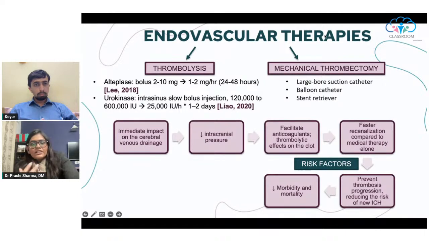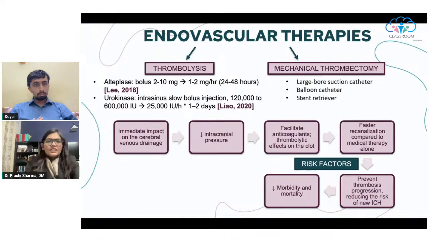The proponents of endovascular therapies say that when you are able to achieve recanalization with an endovascular therapy, it will have an immediate impact on the cerebral venous drainage, which will reduce the ICP, and that will also facilitate the action of anticoagulants. Therefore, this may be better compared with medical therapy alone. Especially in patients who have risk factors for a poor outcome, it may prevent thrombosis progression, reduce the risk of new intracerebral hemorrhages, and therefore decrease the morbidity and mortality.